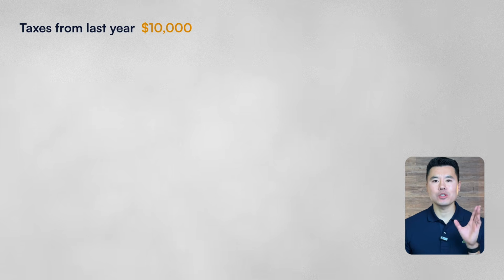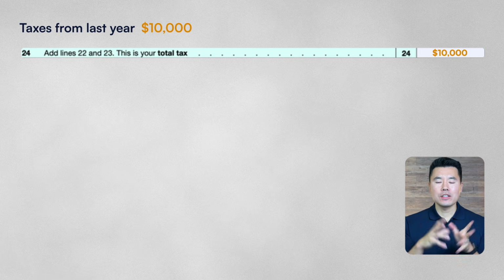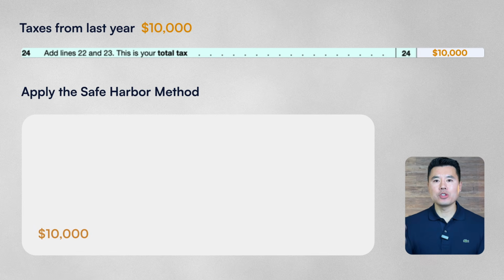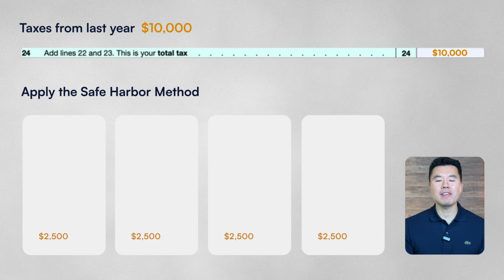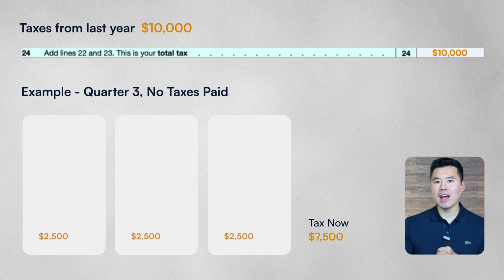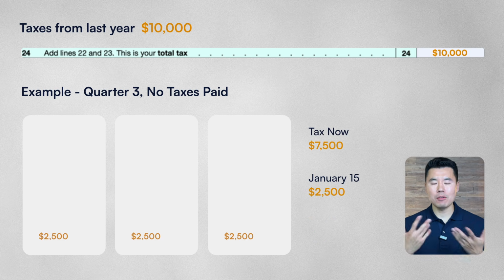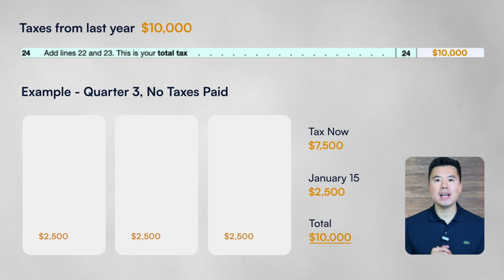Let's go over a quick example. Let's say last year you paid $10,000 in total taxes. This is the number from line 24. So you find that line 24 says $10,000. Then to apply the safe harbor method, you divide that by 4. It's going to be $2,500 per quarter, or $10,000 in total. Then you're done. Make sure that if you haven't paid any taxes, like in this example, through Q3, you submit a payment of $7,500 just to catch up. Then your last payment on January 15 is going to be that remaining $2,500 to get you to $10,000 in taxes in total.